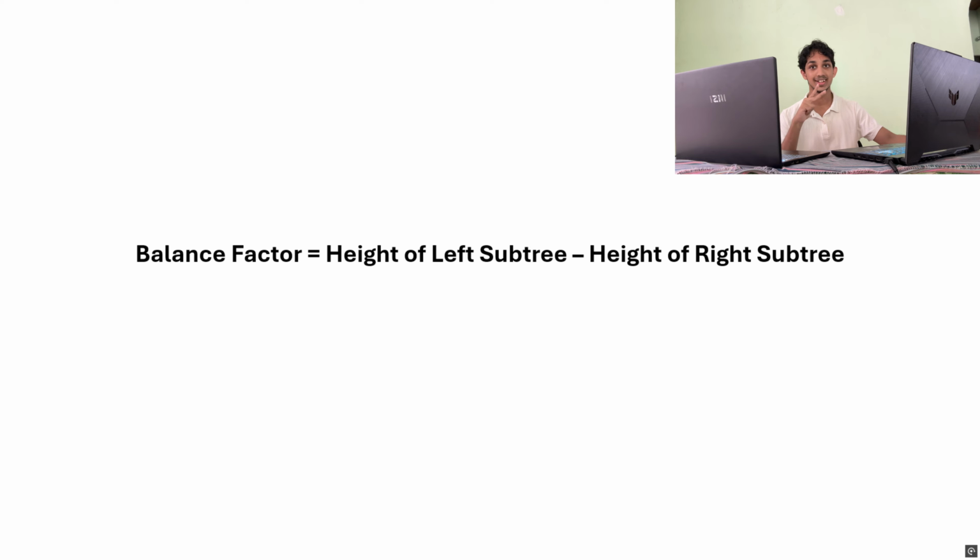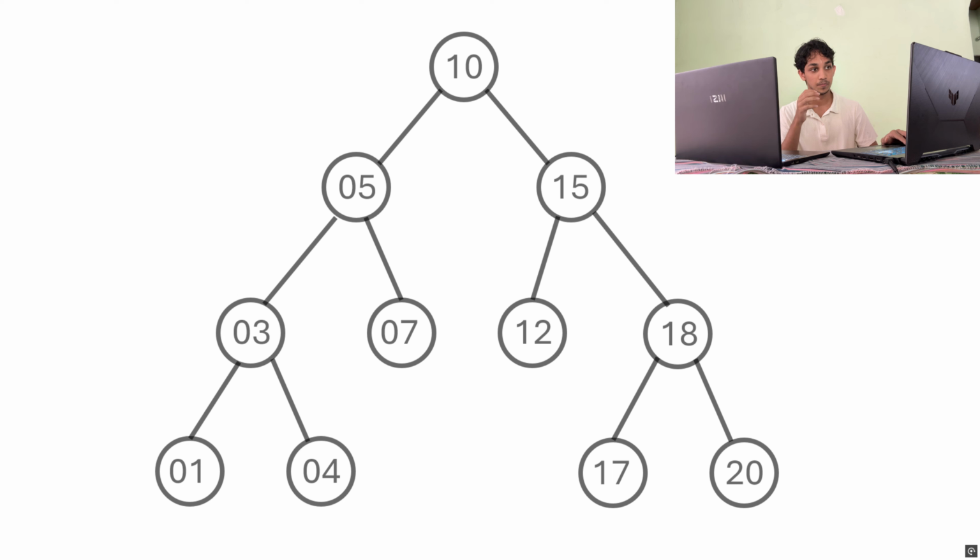with two main rules, such as the height difference between the left and right subtree of any node must be -1, 0 or +1. What does that mean? As you can see here, the balance factor is equal to the height of the left subtree minus the height of the right subtree. I'm pretty sure you don't get it by just saying it, so I will demonstrate it.